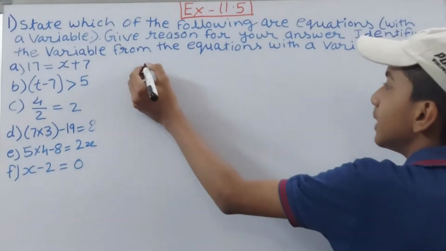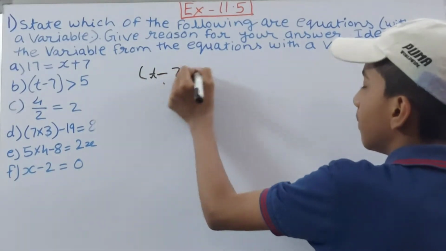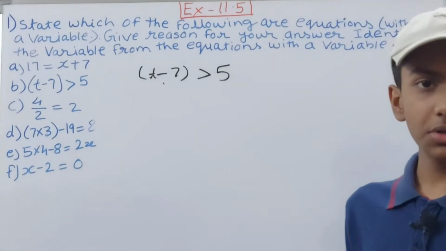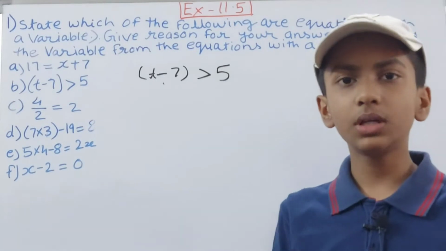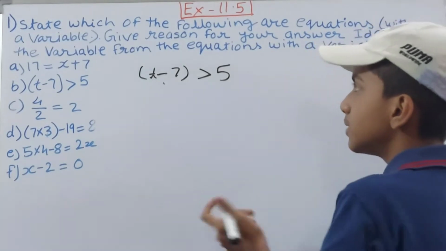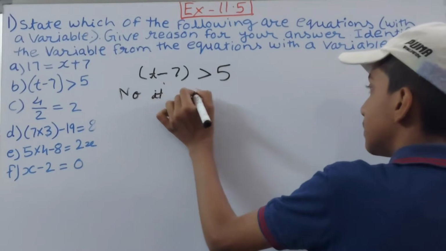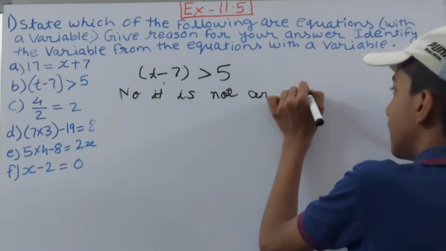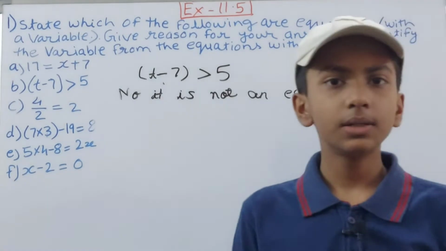Now this one is b part. t minus 7 is greater than 5. Now if you see this, is it an equation or not? No, you can see there is a variable which is t, but there is no equal sign in this, right? So that means this is not an equation. So no, it is not an equation. Okay, and why is it not an equation? Because it does not have the equal sign here.